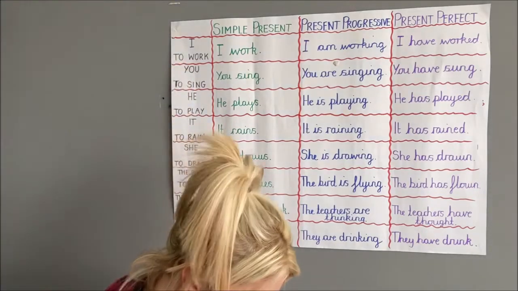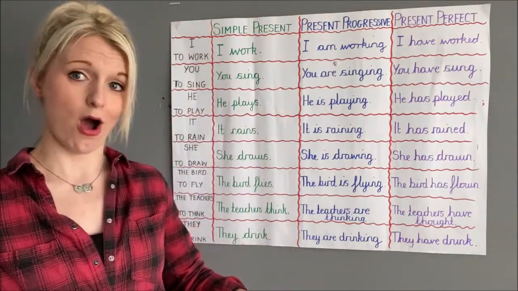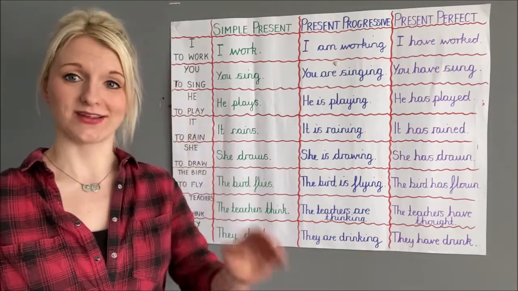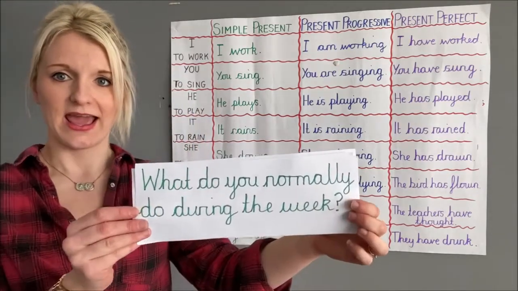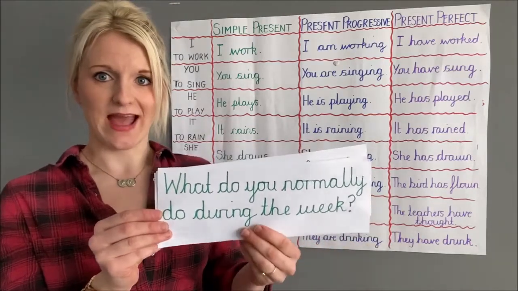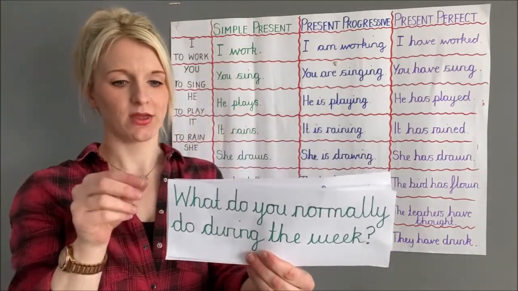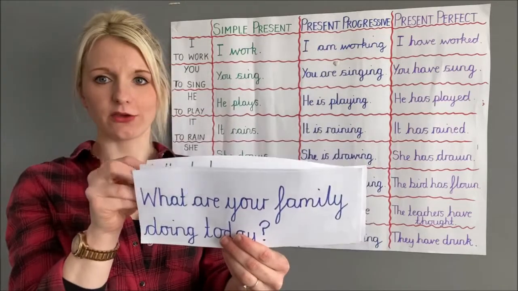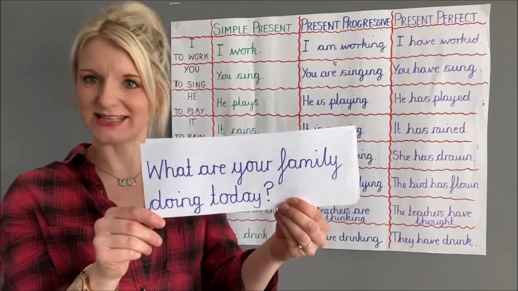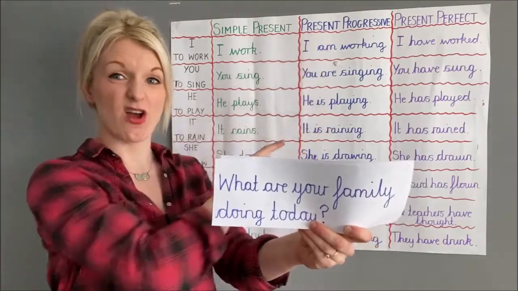If you are secure, I've got one last challenge for you to have a go at before we finish the video. So this time, if you are ready for the next challenge, I would like you to see if you can write a short paragraph in answer to each of these questions. So the first question is, what do you usually do during the week? Now I've written that in green because there's a big clue that your answer will probably be using our simple present form. The second question I'd like you to see if you can answer is, what are your family doing today? And I've written it in blue, big clue that we are looking at the present progressive form.